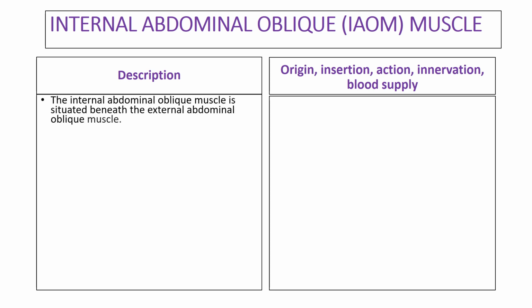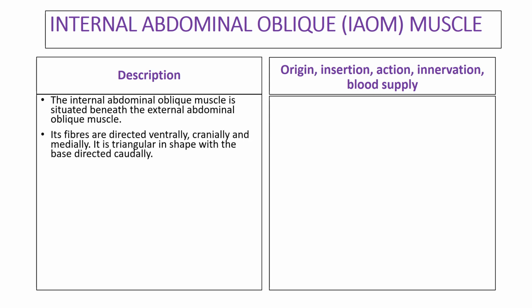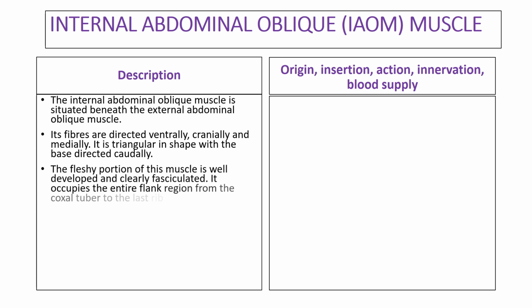The internal abdominal oblique muscle is situated beneath the external abdominal oblique muscle within the abdominal wall. Its fibers are directed ventrally, cranially, and medially. It is described as a triangular muscle in shape with the base directed caudally. The fleshy portion of this muscle is well developed, and it is clearly fasciculated. It occupies the entire flank region from the coxotuber to the last rib.